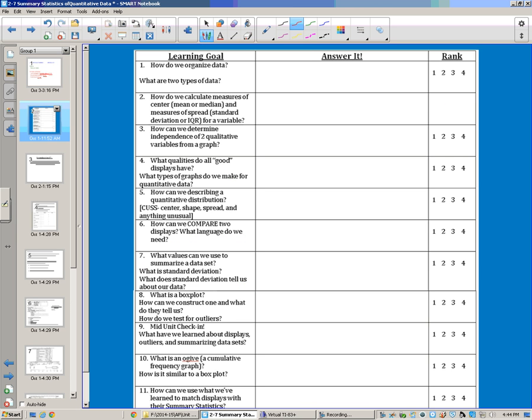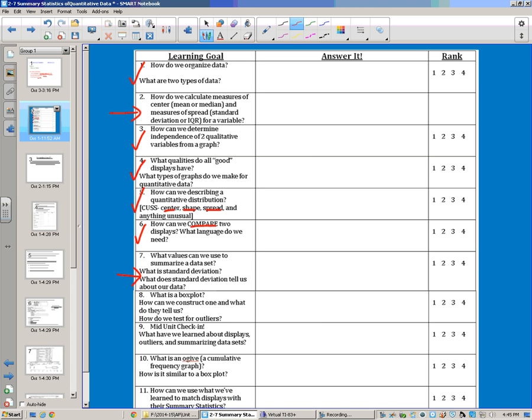So at this point, you should have answered the types of data. Today we are going to look at how we calculate these measures of spread. You should know how to check for independence. You should know how to make graphs of quantitative data. On Thursday and Friday of last week, we looked at how to describe center, shape, spread. We looked at how to compare using words like more, less. And what we're going to look at today is learning goals 2 and 7, which is what values can we use to summarize.